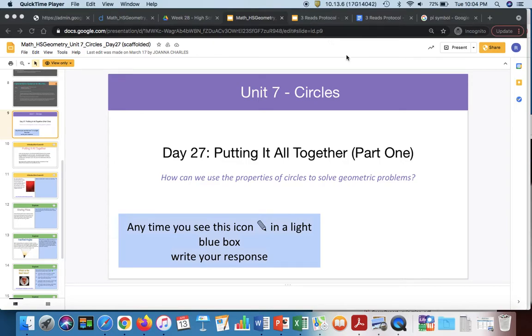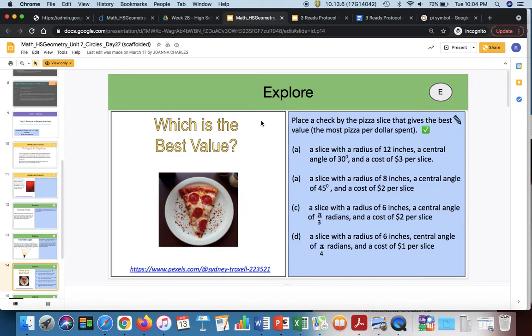Hi, this is Roman, and today I'm going to be going over Unit 7 on circles, Day 27, putting it all together, Part 1, with a focus question of how can we use the properties of circles to solve geometric problems. I'm going to be focusing on slide 14.